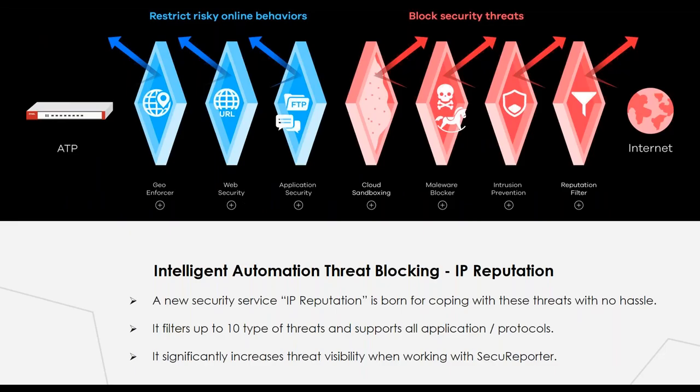This is really a summary of all the different engines that are on there, basically saying that IP reputation is being added to geographical enforcement, web security, application security, cloud sandboxing, malware blocking, intrusion prevention, and reputation filtering. It's a new service, and it filters up to 10 different types of threats, and it supports all applications and protocols. It significantly increases threat visibility when you work with Secure Reporter, in terms of having a graphical view of all the threats that you have been secured against. You can see it easier.